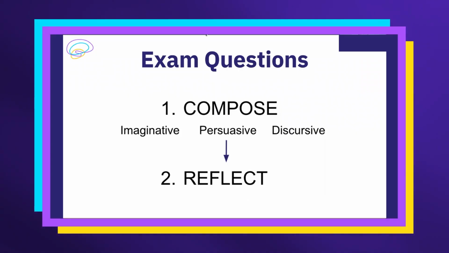Guys, craft of writing. We know that there's up to two parts: composition and reflection. And here's the main thing I want to show you. You need an imaginative, a persuasive, and a discursive, right? You probably only have one of those right now. Who has just one of the imaginative, persuasive, discursive forms prepared right now?